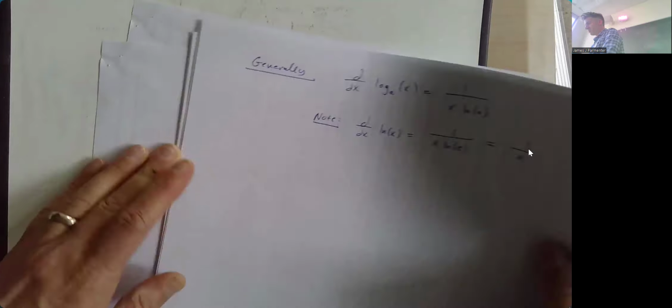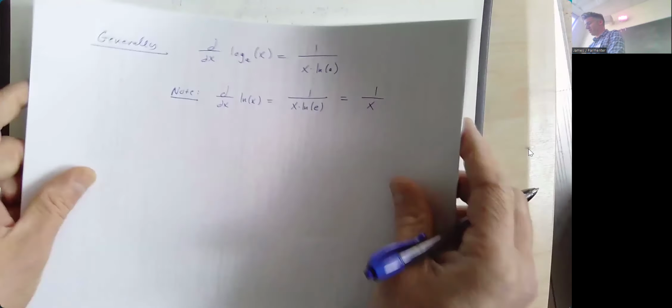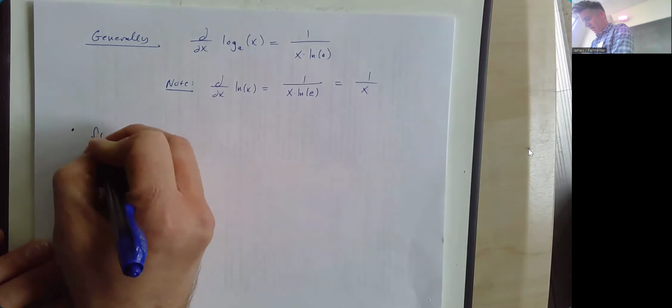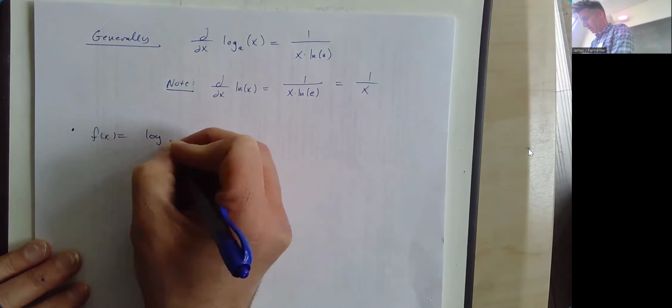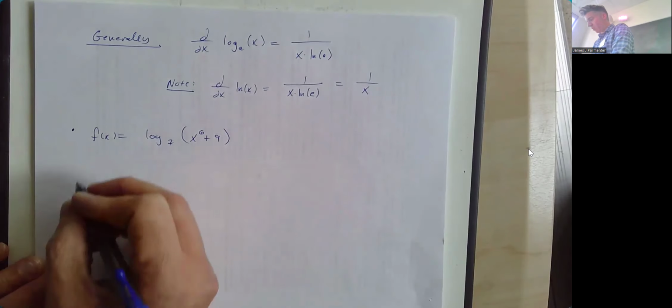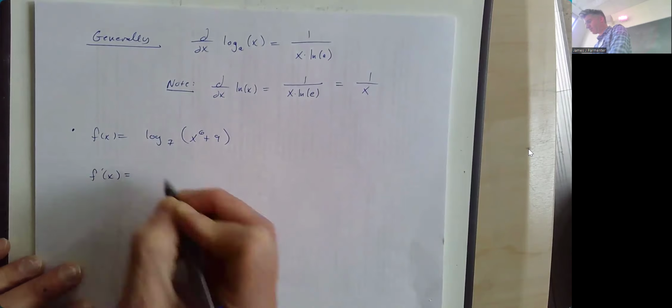Like, can I keep the papers, they just don't want to stay where I want them to stay. Like, for example, if f of x is equal to the log base 7 of x to the 6 plus 9, what's f prime of x going to be?